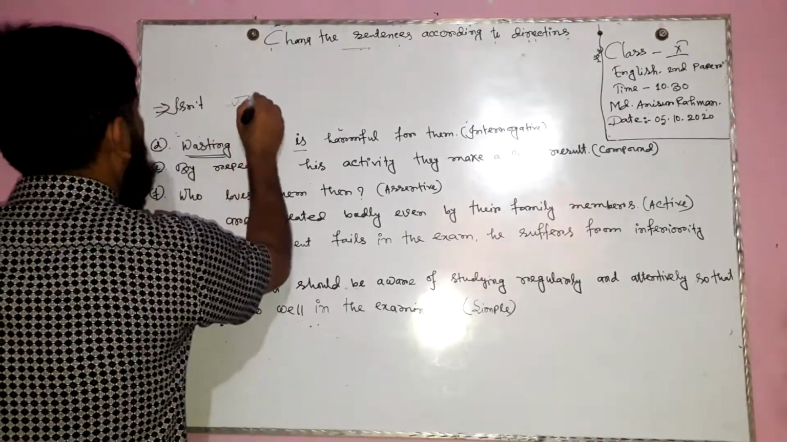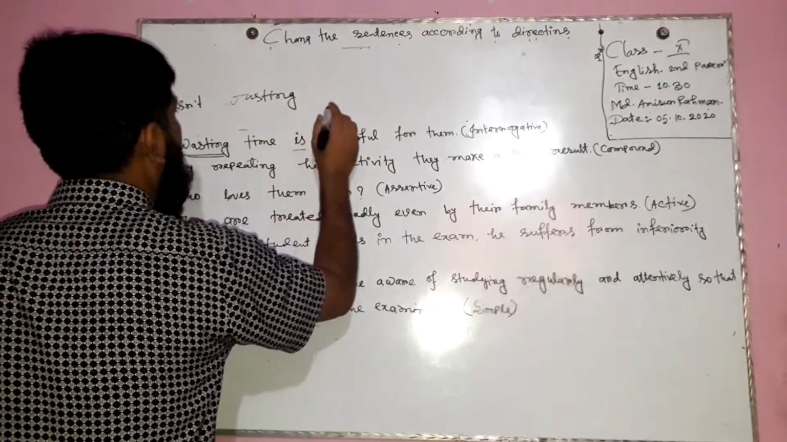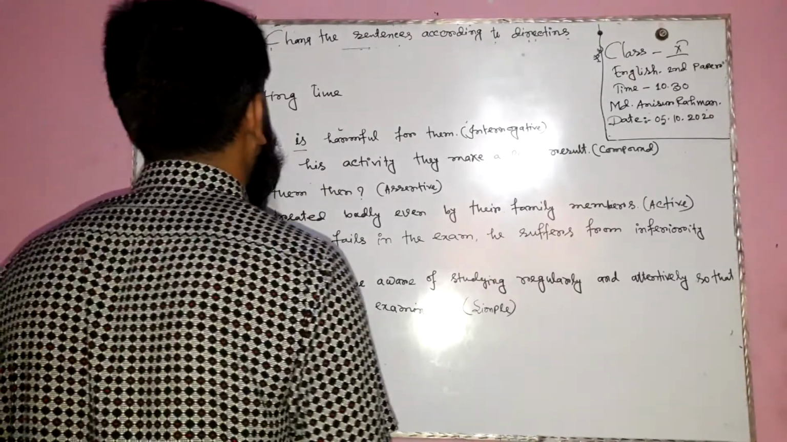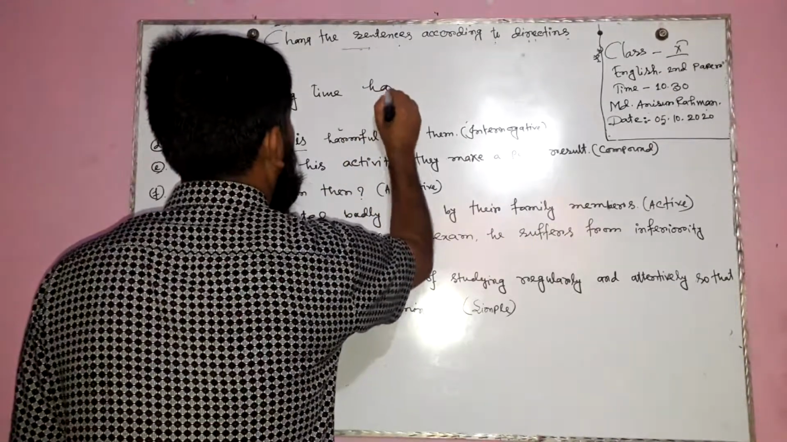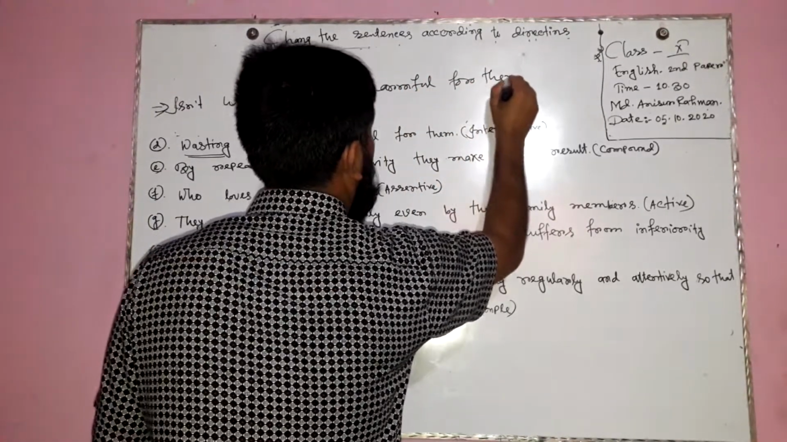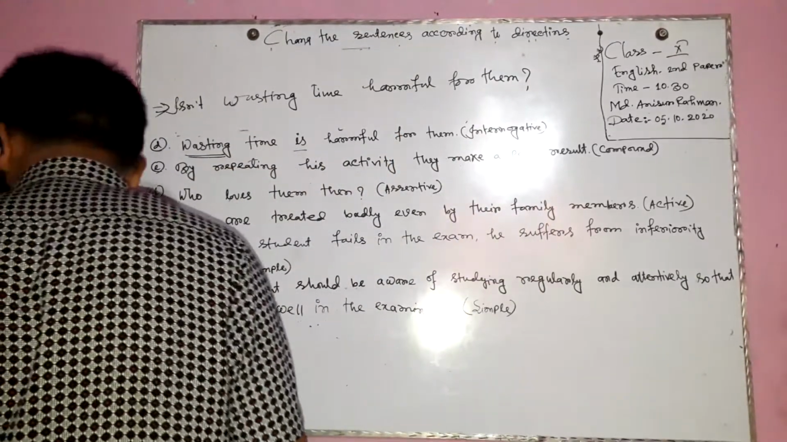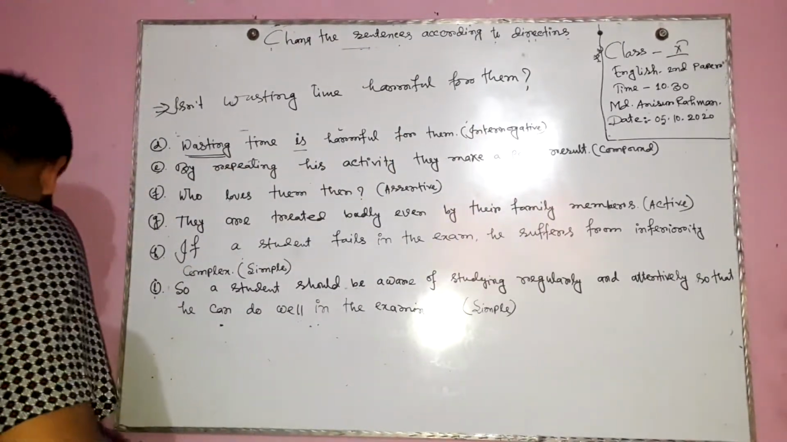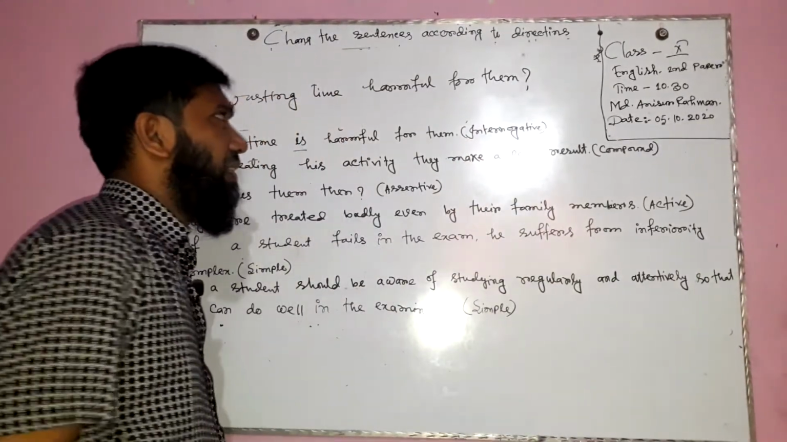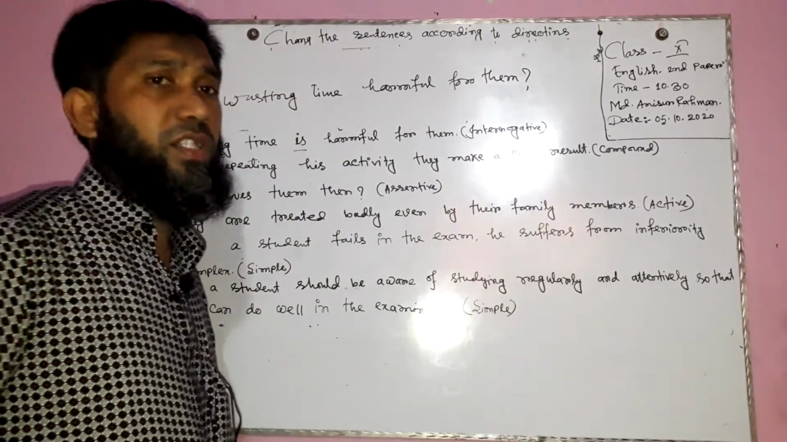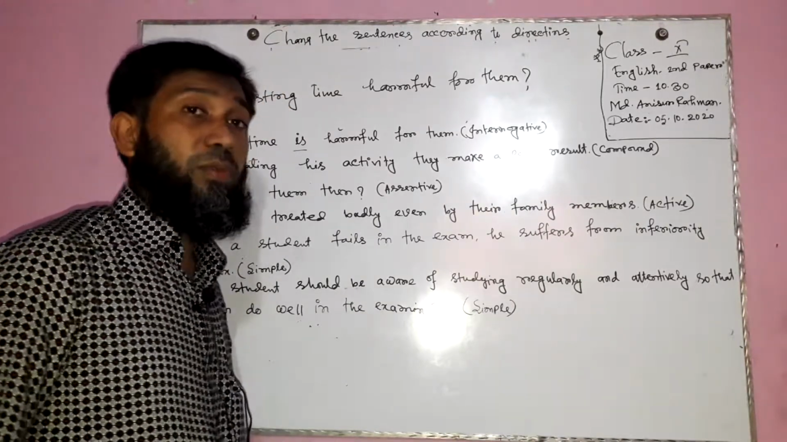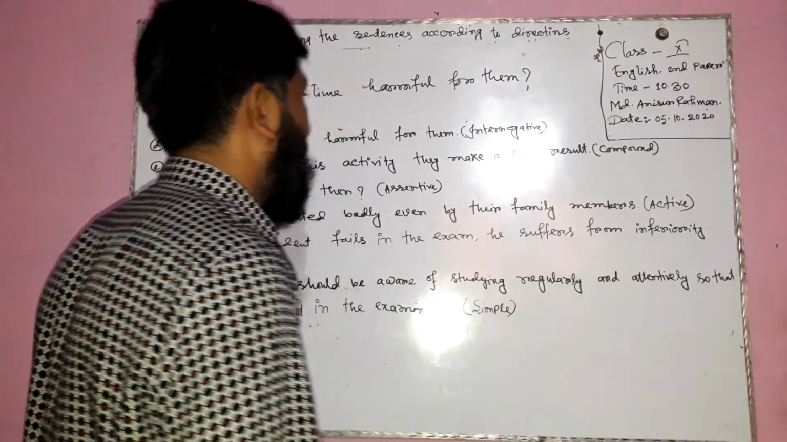Wasting time, isn't wasting time, isn't wasting time harmful for them, isn't wasting time harmful for them, and add an interrogative sign. If you do not add the interrogative sign after this sentence, of course you will lose marks and you will not be able to get marks. So be very careful to use the interrogative sign after an interrogative sentence.